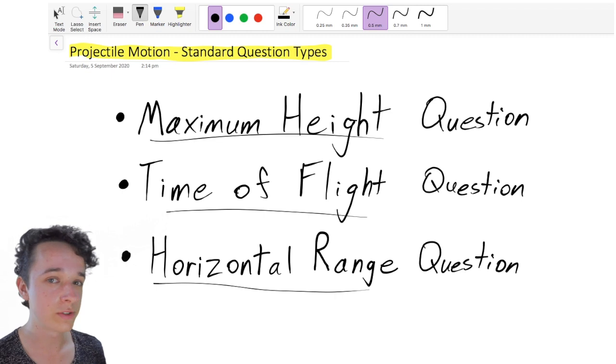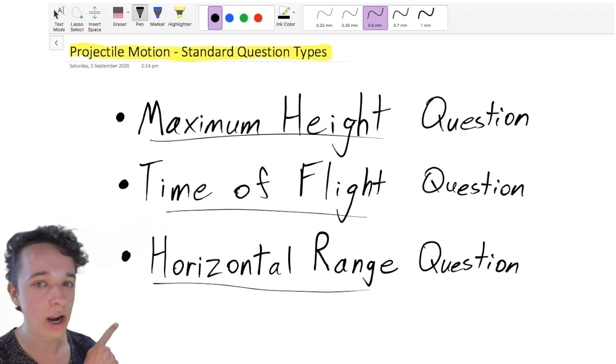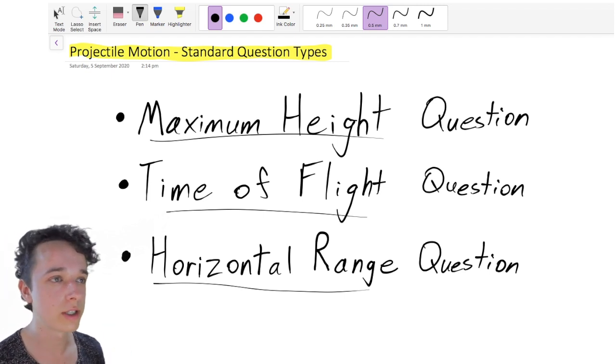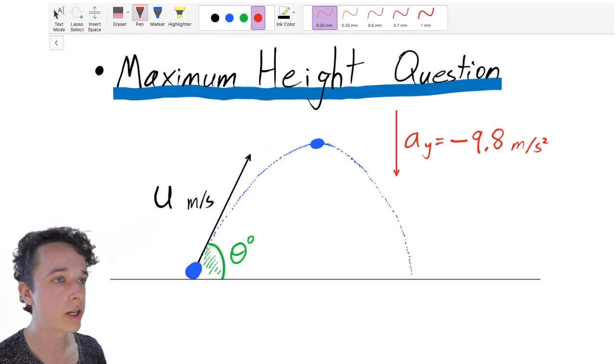question type. In the previous video, I went over the basic theory that you have to know for this topic, as well as the prerequisite knowledge, so click the link at the top right if you want to watch that now. Otherwise, let's move on to the first question type. Alright, first up, maximum height questions.